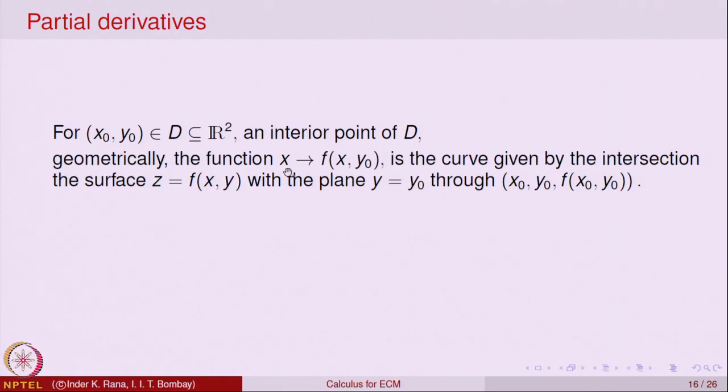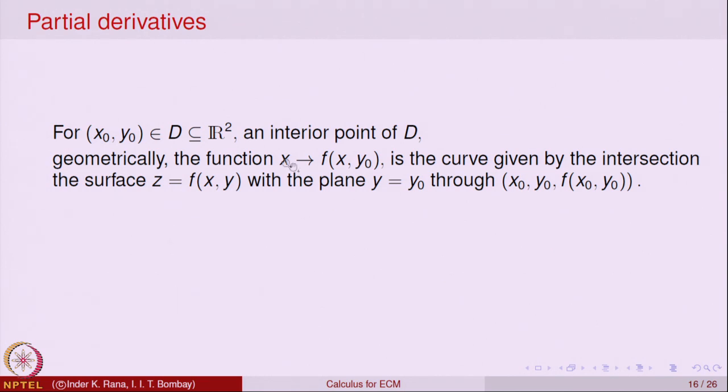So, when you fix the variable y naught, what are you getting? Y naught is fixed, that means x goes to f of x, y naught, which is a function of one variable. So, that is a curve in R3. This is no longer a curve in the plane, it is a curve in R3. And what is that curve? This curve is nothing but the intersection of the surface z equal to f of x, y with the plane y equal to y naught.